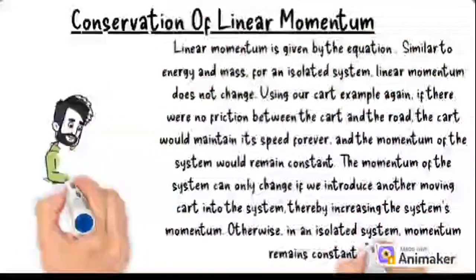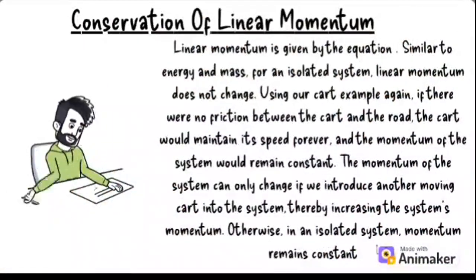Thirdly, let us look at conservation of linear momentum. Similar to energy and mass, for an isolated system, linear momentum does not change. Using our cart example again, if there were no friction between the cart and the road, the cart would maintain its speed forever, and the momentum of the system would remain constant. The momentum of the system can only change if we introduce another moving cart into the system, thereby increasing the system's momentum. Otherwise, in an isolated system, momentum remains constant.